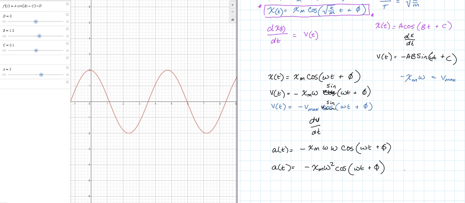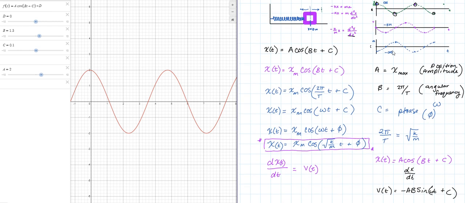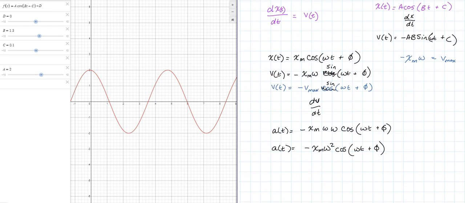So again, if we think of our graphs that we had before, the amplitude of this new graph is the maximum acceleration. And so we see here that negative x sub m times omega squared is the acceleration maximum. So there's another way for us to be able to establish that.